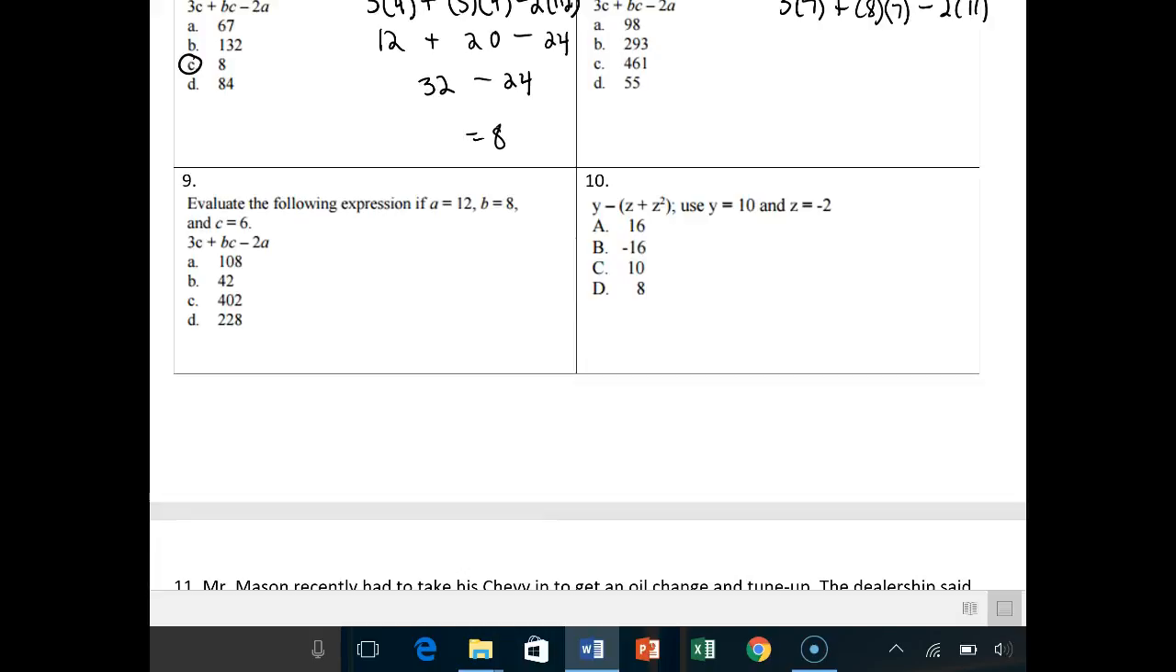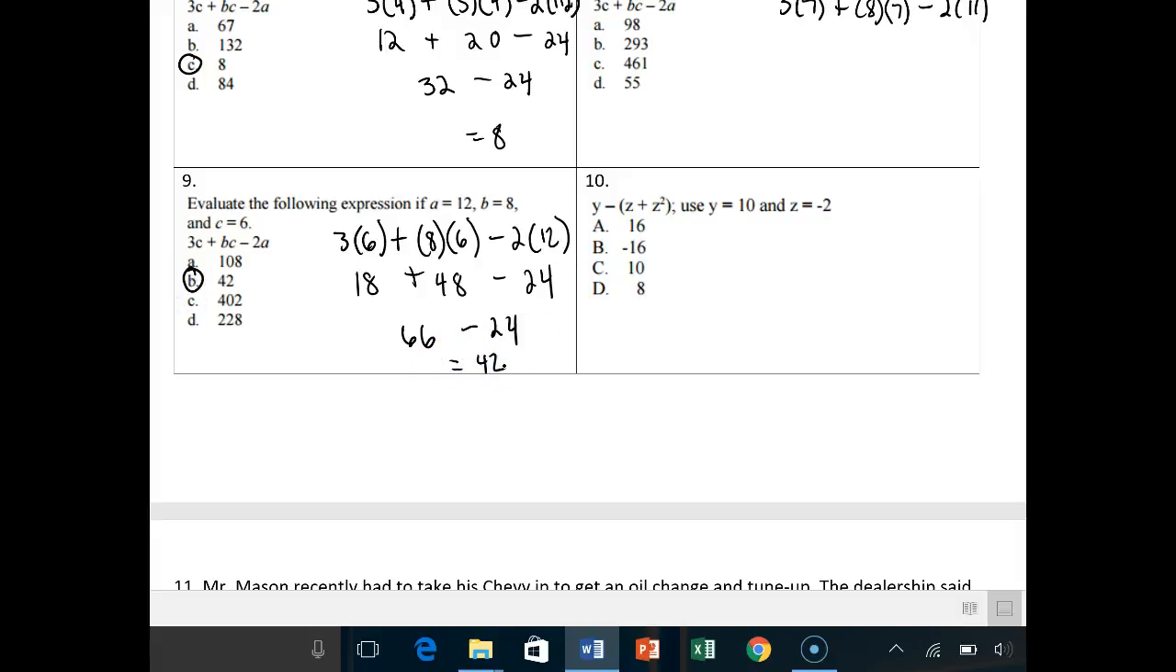Number 9, plugging in. So 3 parentheses C is 6, plus BC, which is parentheses 8, parentheses 6, minus 2 parentheses 12. So 3 times 6 is 18, plus 8 times 6 is 48, minus 24. So 48 and 18 gives us 66, minus 24, and 66 minus 24 gives us 42.